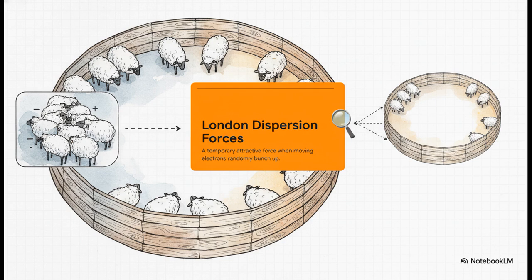Imagine the electrons inside a molecule are kind of like a flock of sheep in a pen. Usually, they're spread out evenly, but what if something startles them and they all randomly rush to the left side of the fence? Suddenly, that left side is incredibly crowded with negative electrons, and the right side is left completely empty and slightly positive. This creates a temporary, accidental magnet, an induced dipole that can briefly attract a neighboring molecule.